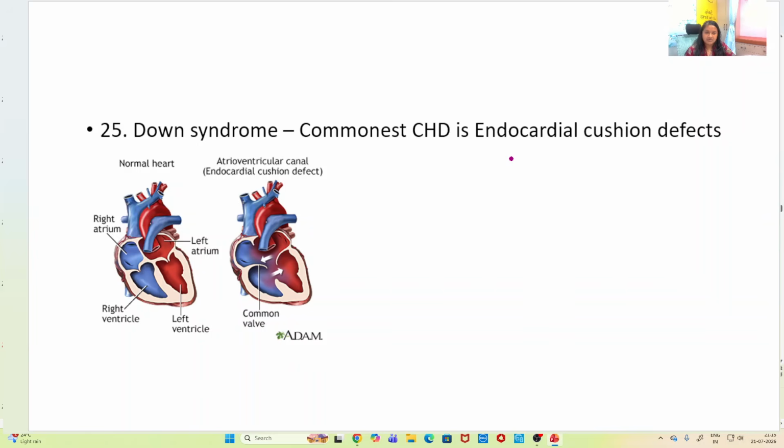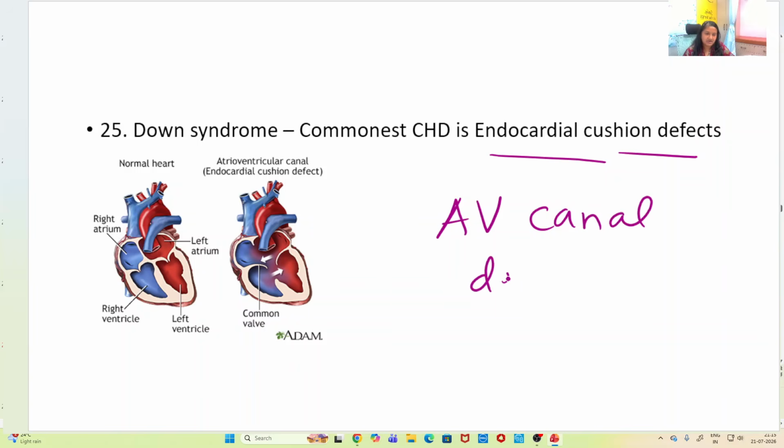In Down syndrome, the commonest congenital heart disease is endocardial cushion defects. In this, atrioventricular canal defects, basically AV canal defects. Okay, this you have to remember. AV canal defect or endocardial cushion defects, these are the commonest congenital heart disease in the children with Down syndrome.